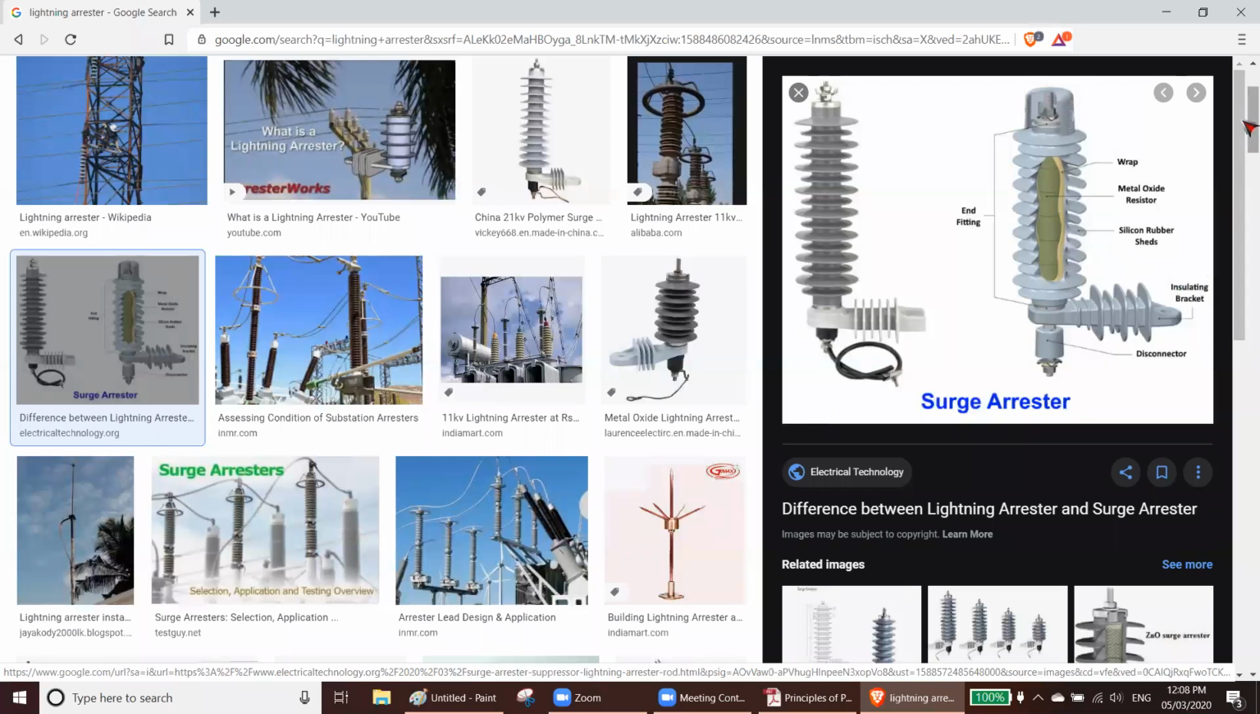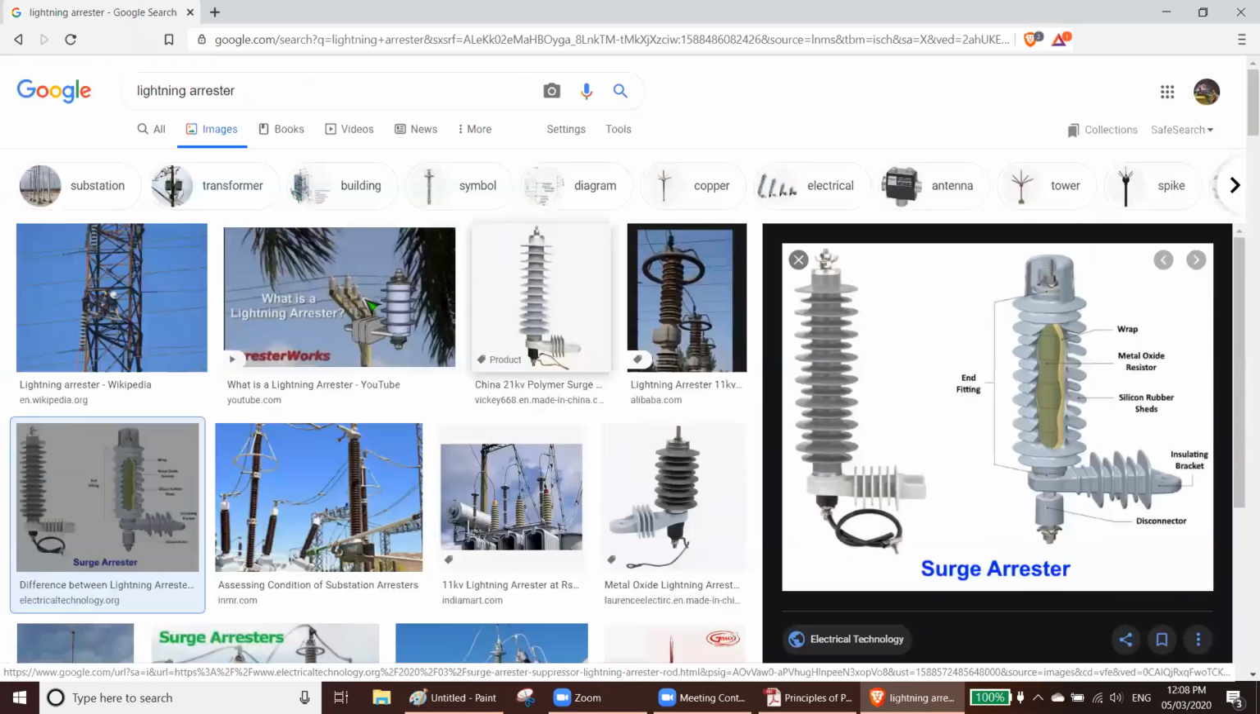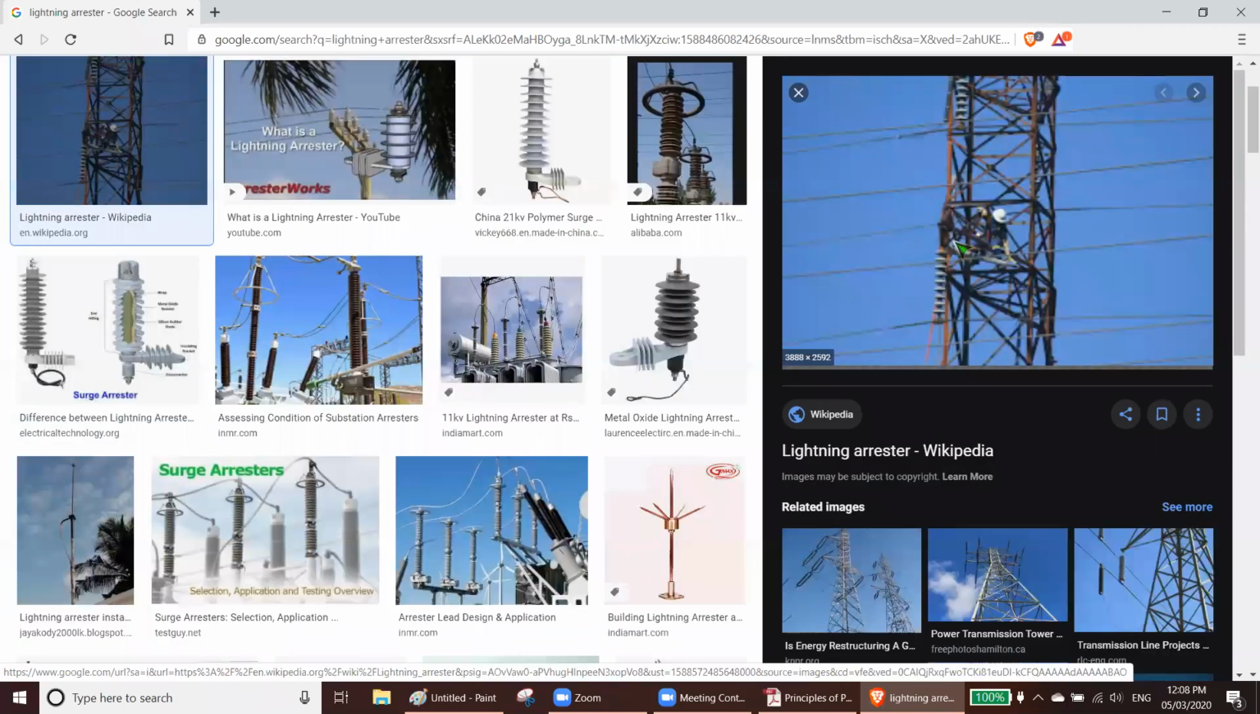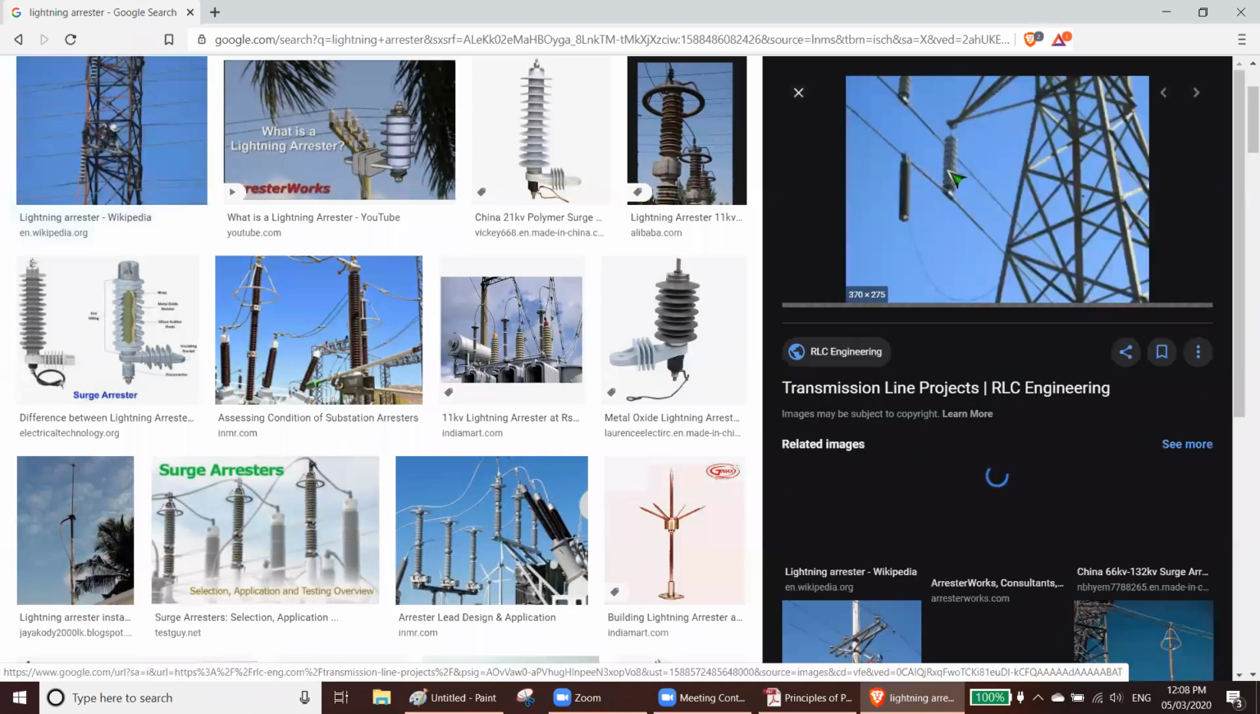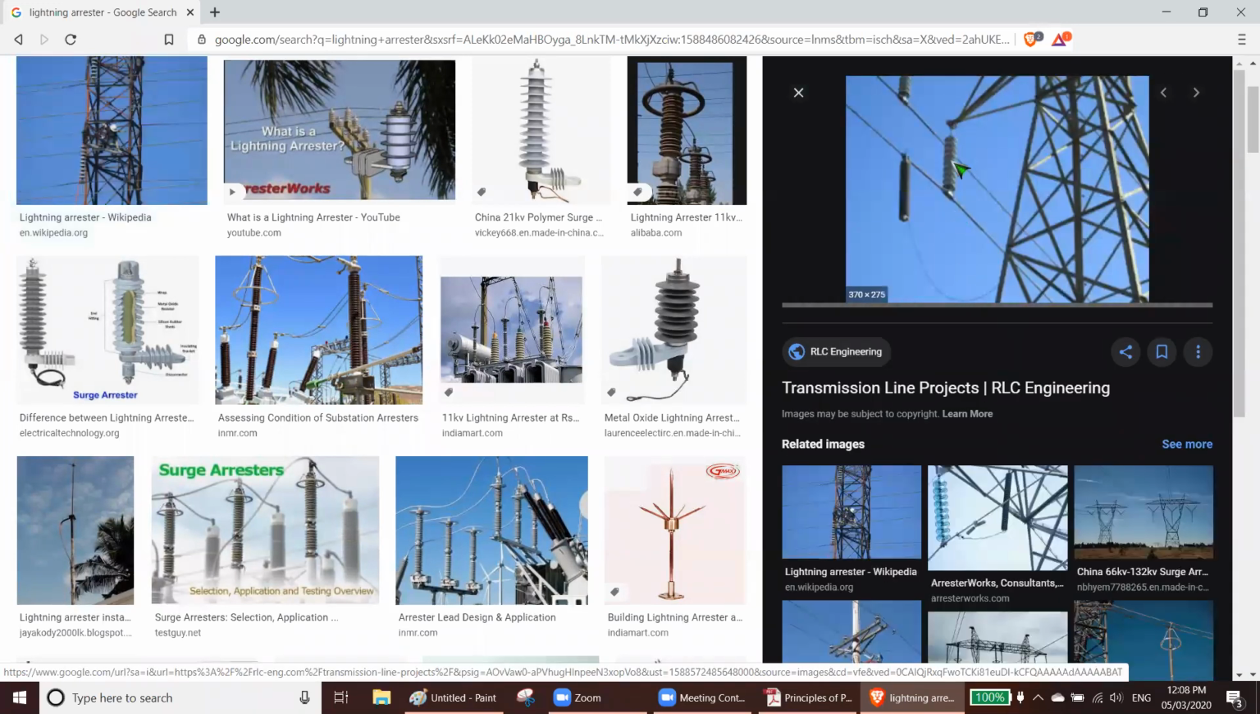See, in every line, they have this sort of arrestor. Can you see that? They are connected with the tower, right? You have seen some sort of arrestor here, right? These are not insulators. Remember, these are not supports. These are lightning arrestors.